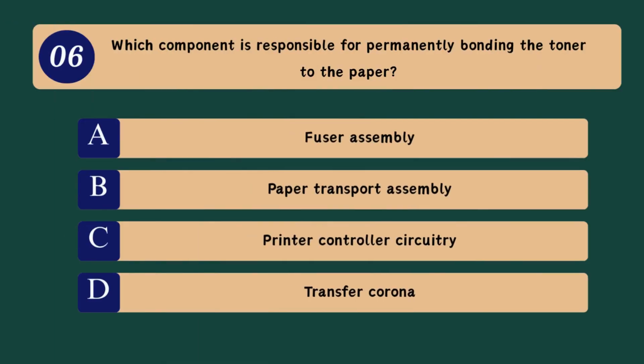Question 6. Which component is responsible for permanently bonding the toner to the paper? A. Fuser assembly. B. Paper transport assembly. C. Printer controller circuitry. D. Transfer corona.